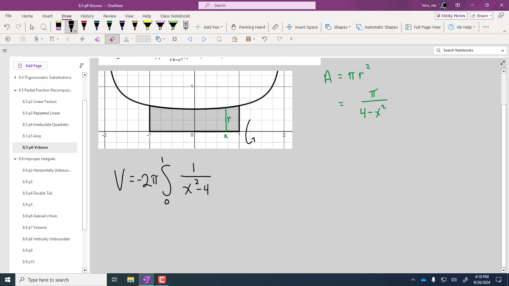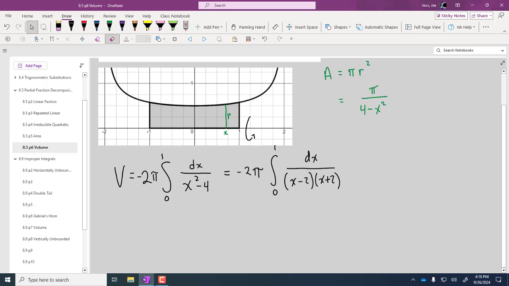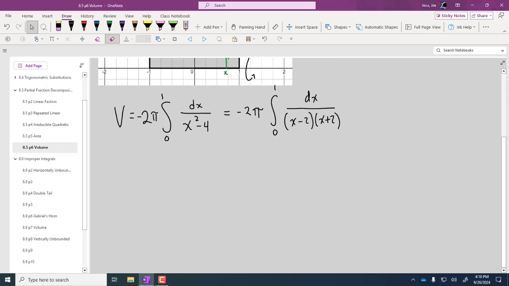minus 4. Who wants to factor when we have a constant first? We want to put it in descending order. It's way easier. So we have -2 pi, and then we're going to factor this denominator. It's like trigonometric substitution, you could use trig sub here. But if we're doing PFD, that would be our setup for the integral.